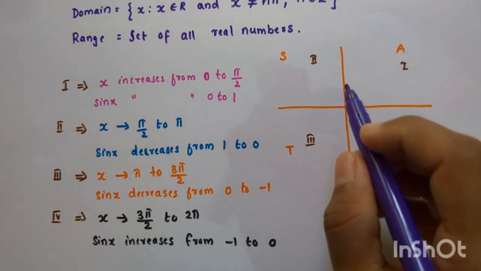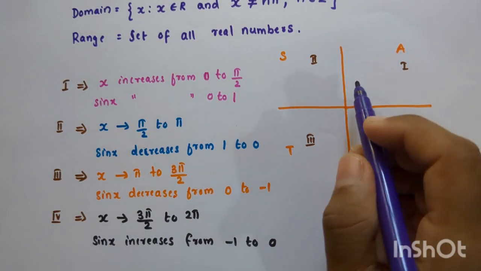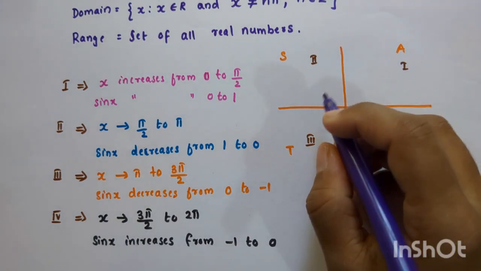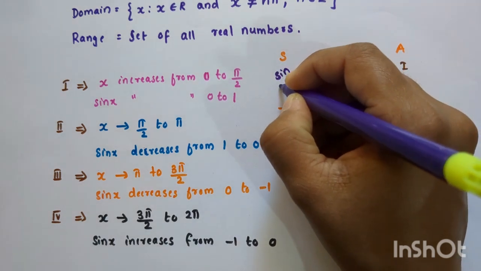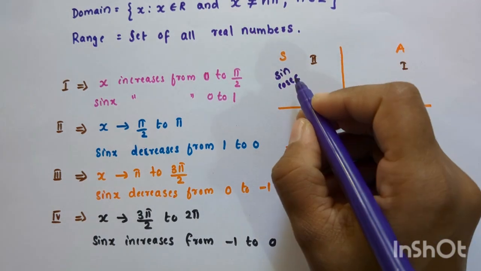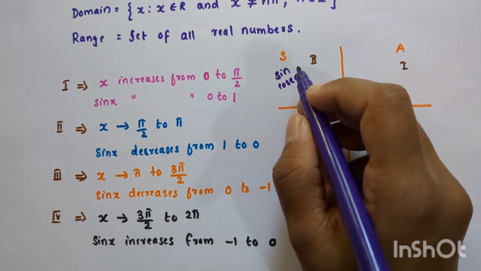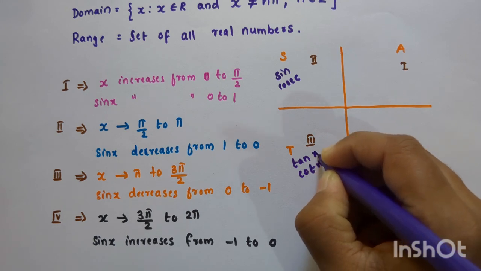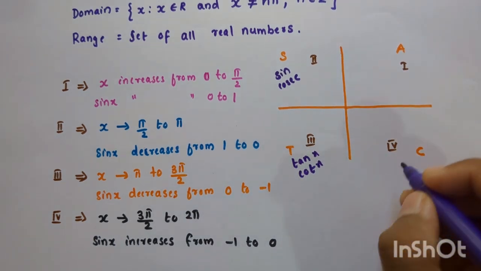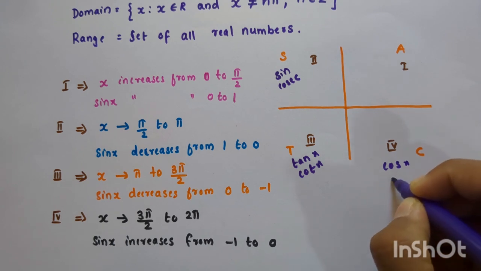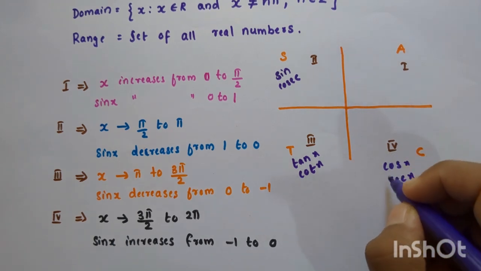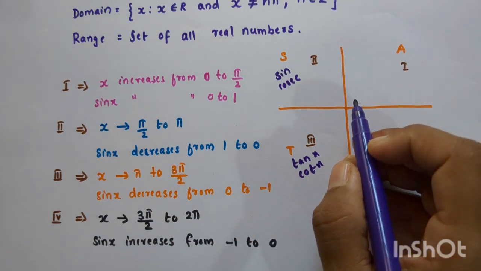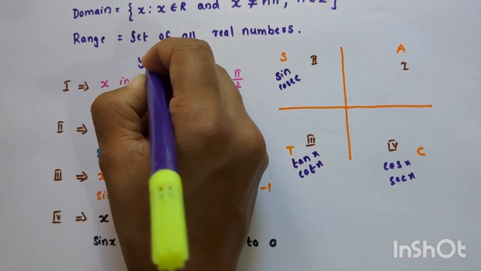Now when we discussed the sign of trigonometric functions, we saw that in the first quadrant, all trigonometric functions are positive. In the second quadrant, sine and its co-function, which is cosec, are positive. All other trigonometric functions are negative in the second quadrant. In the third quadrant, tan and cot x are positive. All other trigonometric functions are negative. In the fourth quadrant, cos x and sec x are positive and all other trigonometric functions have negative values.